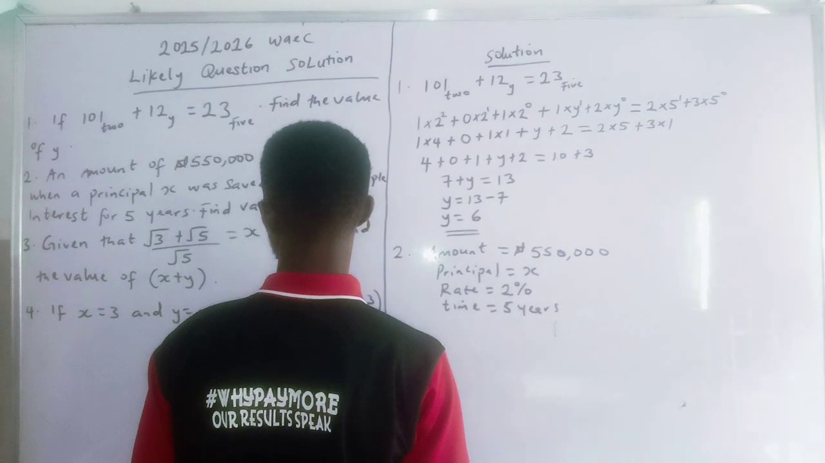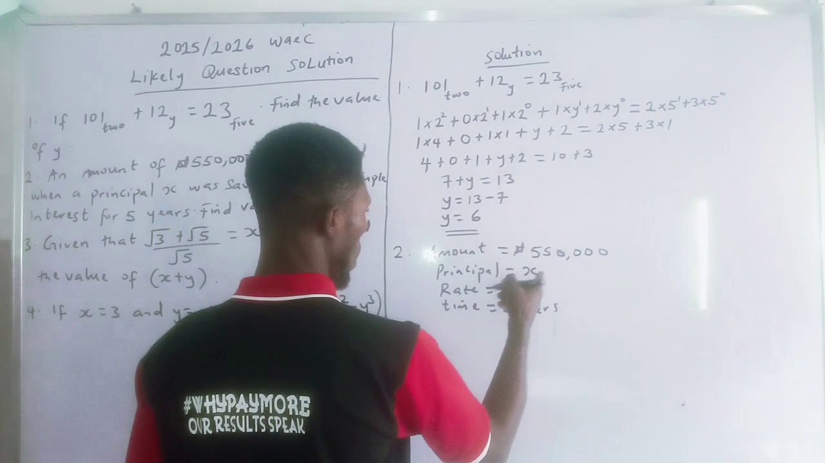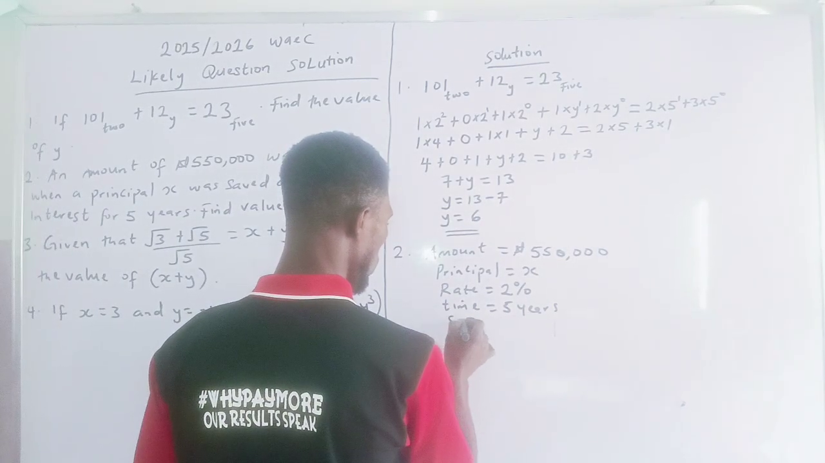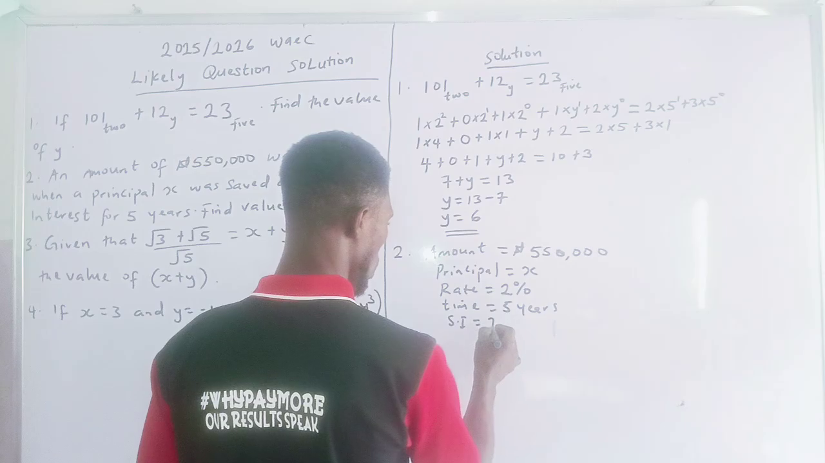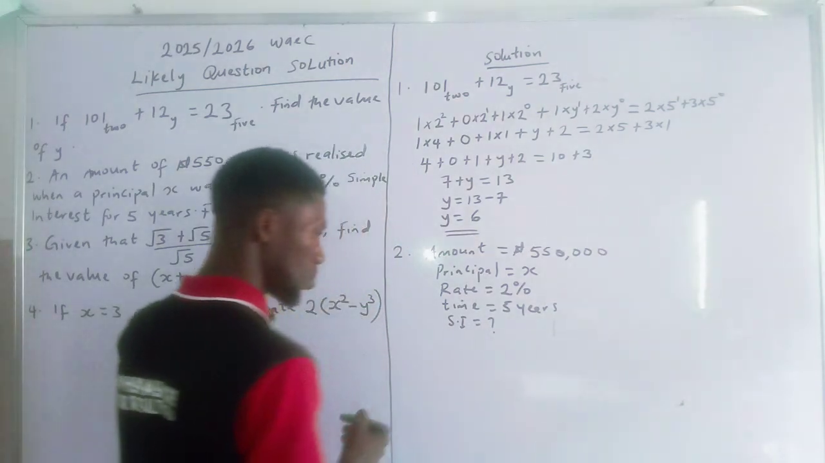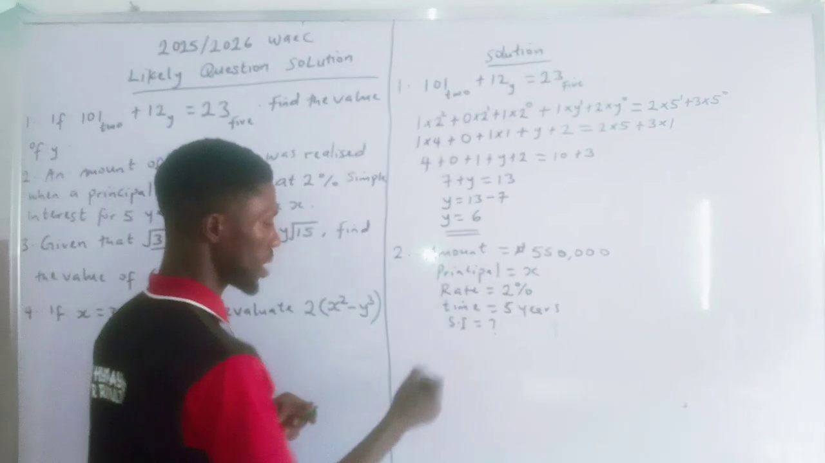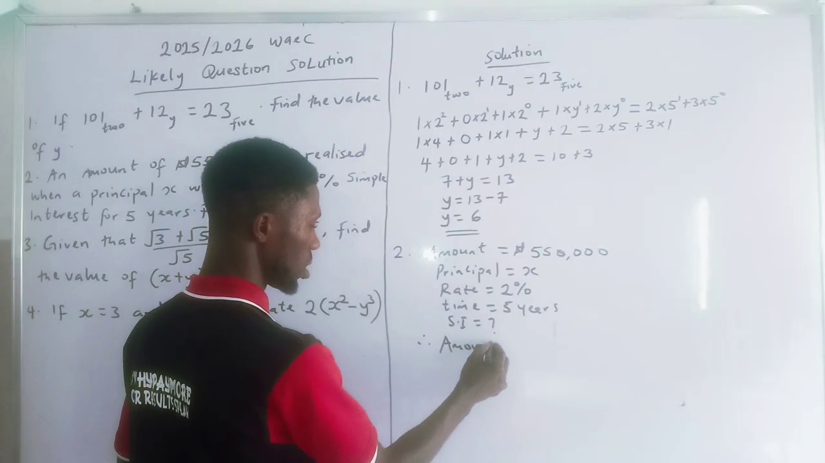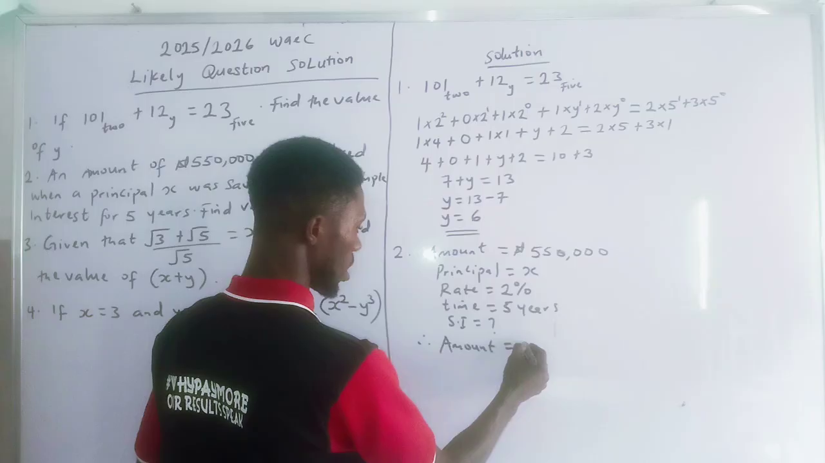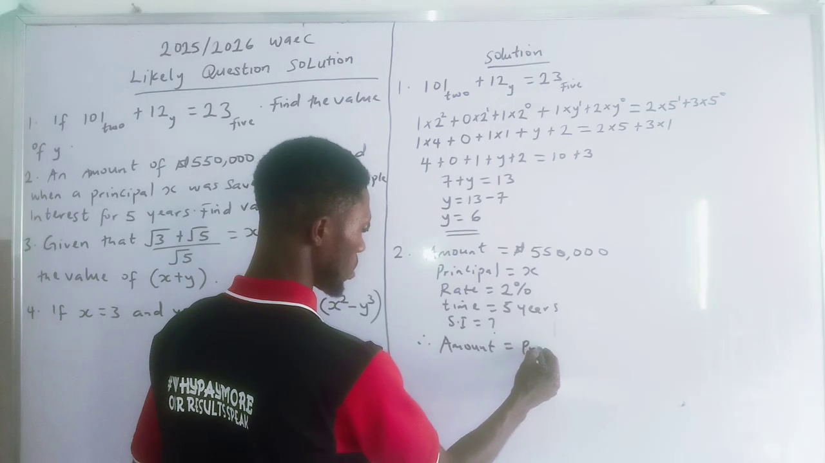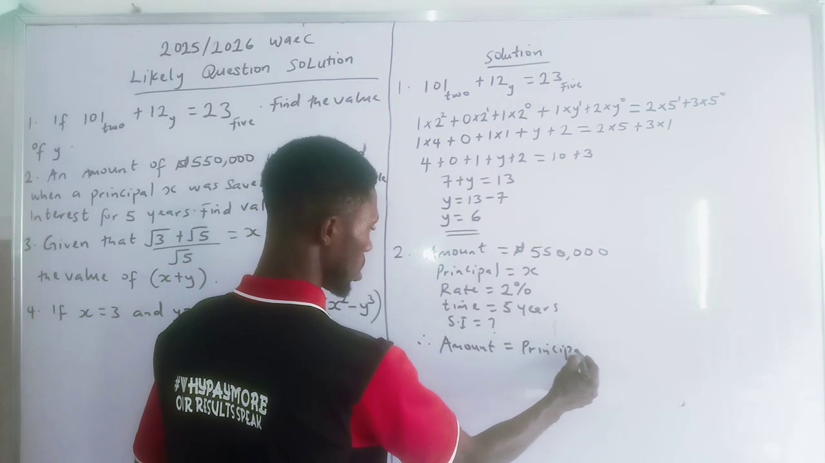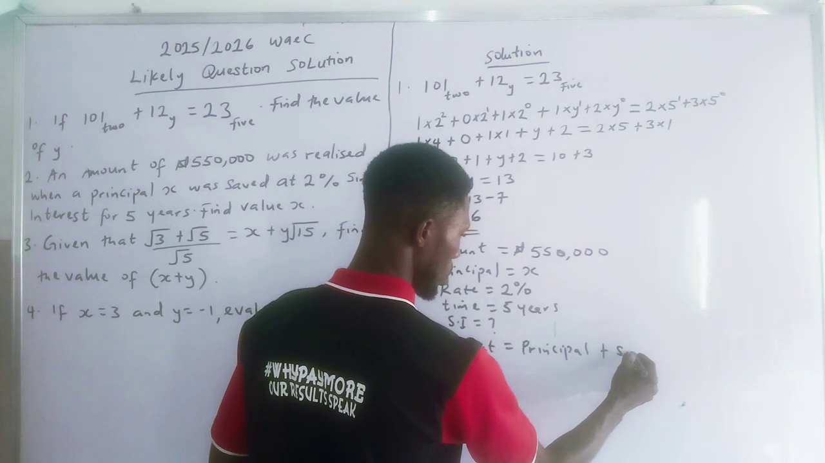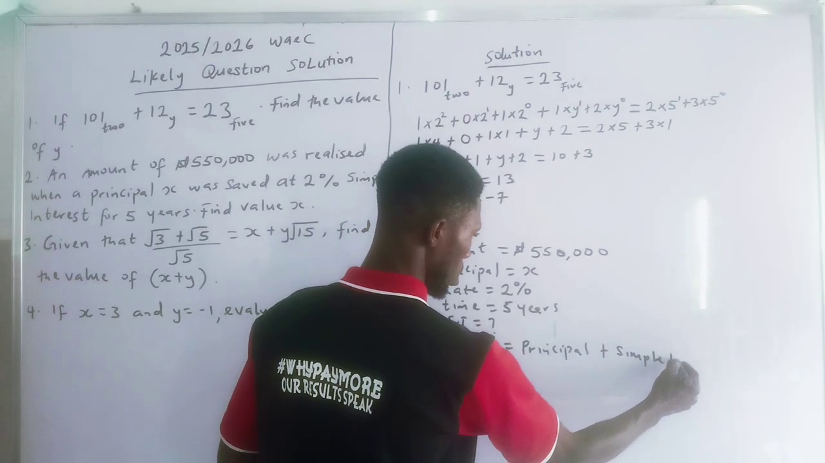Okay, so what else are we going to do? Now it says find the value of x. So our x is unknown. Then our simple interest is also unknown. So what are we going to do? We need to solve our simple interest since we know that amount is equivalent to principal plus simple interest.